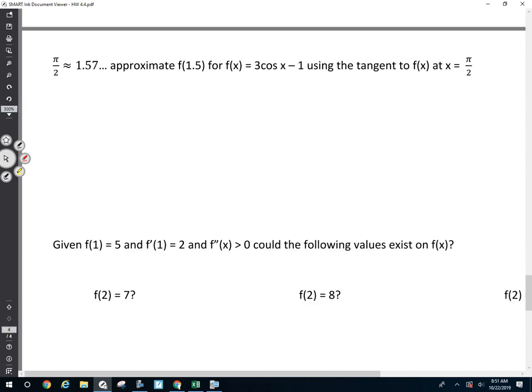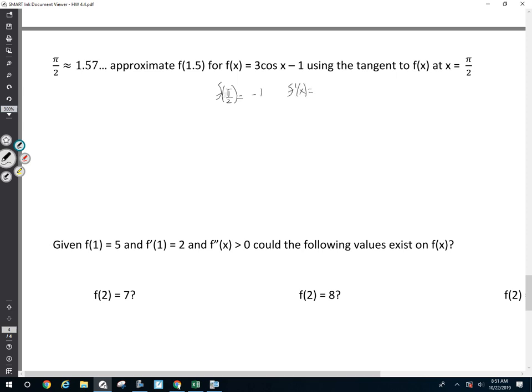All right, pi over 2 is approximately 1.57. Approximate f of 1.5 for f of x equals 3 cos x minus 1 using the tangent line to f of x at x equals pi over 2. Okay. So first of all, let's find the point, f of pi over 2, which is -1. Great. Let's find the tangent slope.